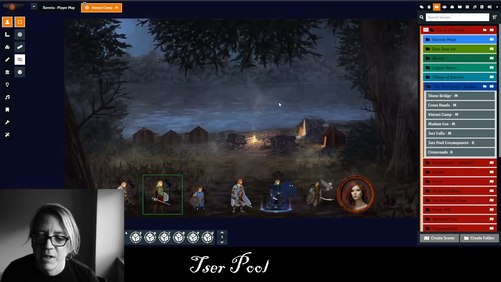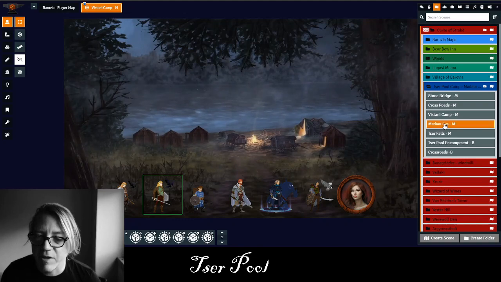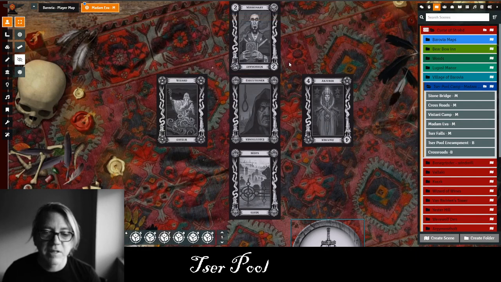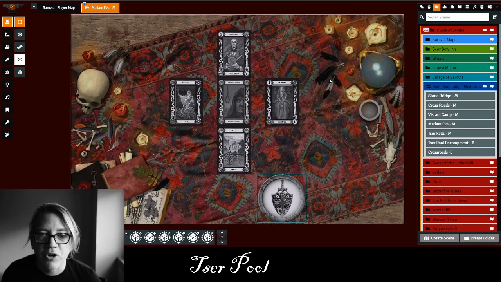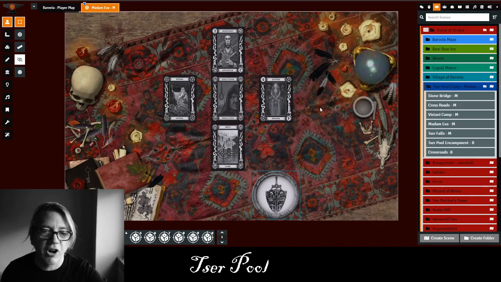The next Theater of the Mind map that we have is Madame Ava's card reading map. That's this map here. My characters just finished their card reading last session. You can see the cards are laid out here in the Curse of Strahd reading. My characters also each had an individual reading separately.